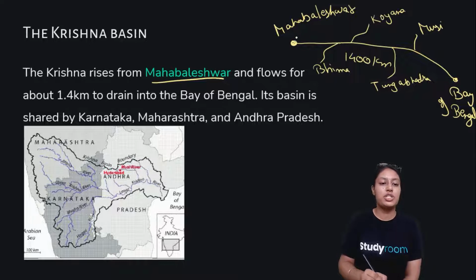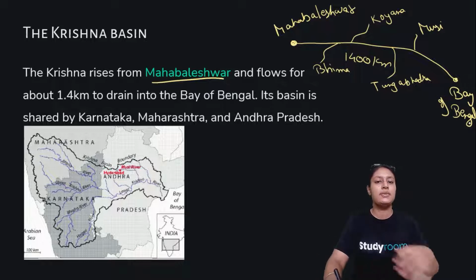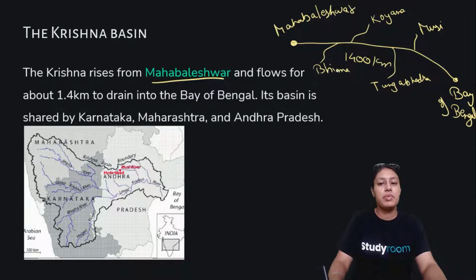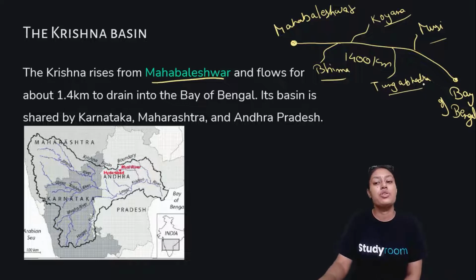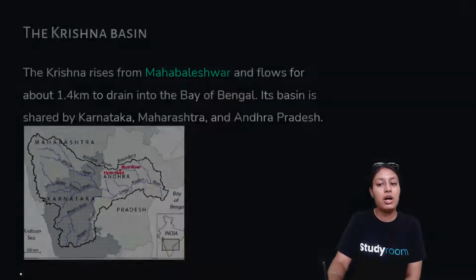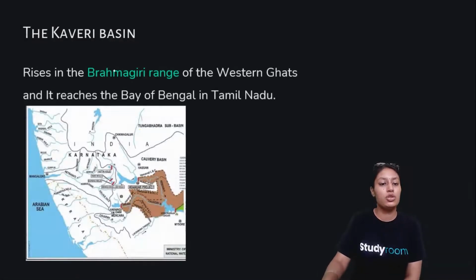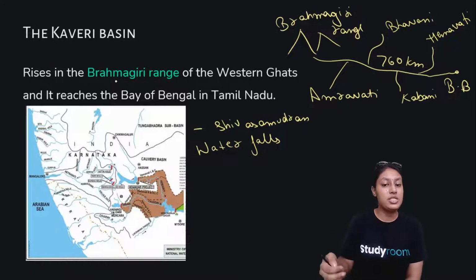Next, we'll learn about Krishna Basin. Krishna River originates from Mahabaleshwar, and it travels a total of 1400 kilometers and reaches the Bay of Bengal. Its tributaries are Bhima, Koyana, Musi, and Tungabhadra. The states that share its basin are Karnataka, Maharashtra, and Madhya Pradesh.